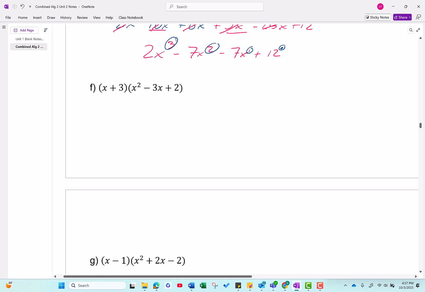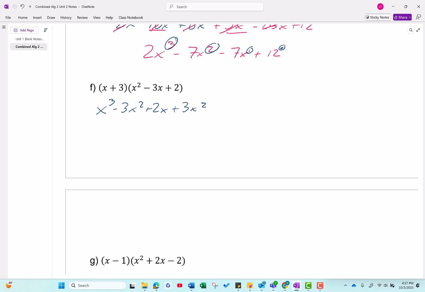And so I'll go a little bit faster here. I got x cubed minus 3x squared plus 2x plus 3x squared minus 9x plus 6. Again, I got x cubed here. I got a minus 3x squared and a plus 3x squared, so I can cross those out. I got a plus 2x minus 9x gives me minus 7x. And then just a 6 there at the end.